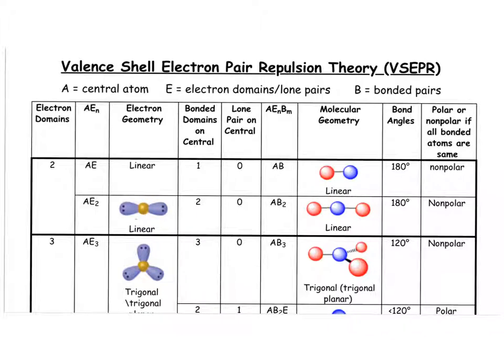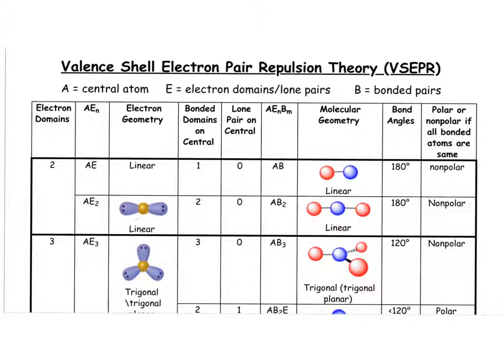All right, so we want to look at the number of domains, basically, to be able to tell the electron geometry. Electron domains are anything that is attached to the central atom, be they a bond or a lone pair. If it's attached to the central atom, it counts as an electron domain. So you count your electron domains first, and then you look at how many of them are bonded to the central atom and how many of them are lone pairs. Okay? All right, so we're going to look at the 2 electron domain first.